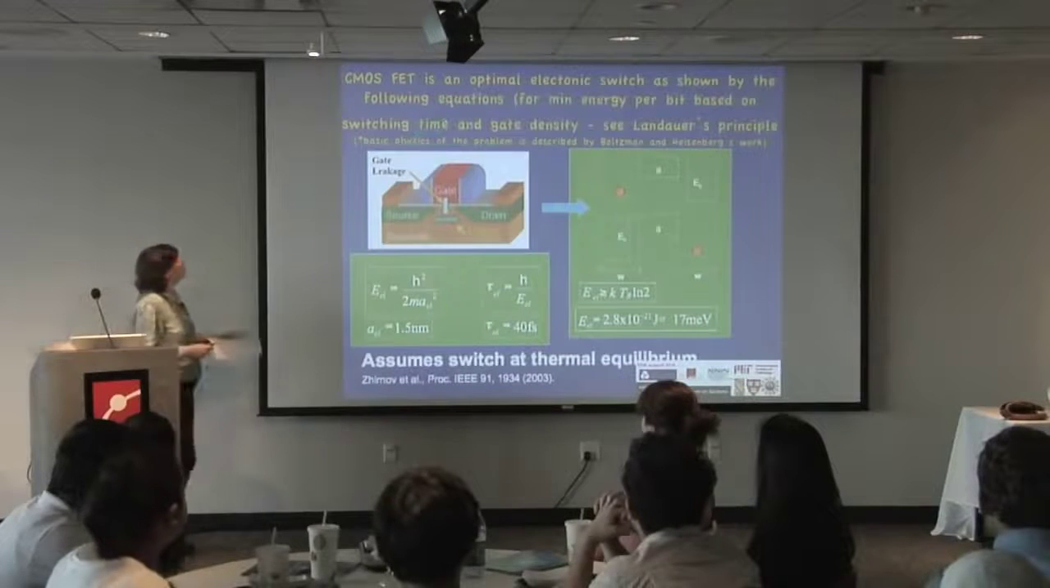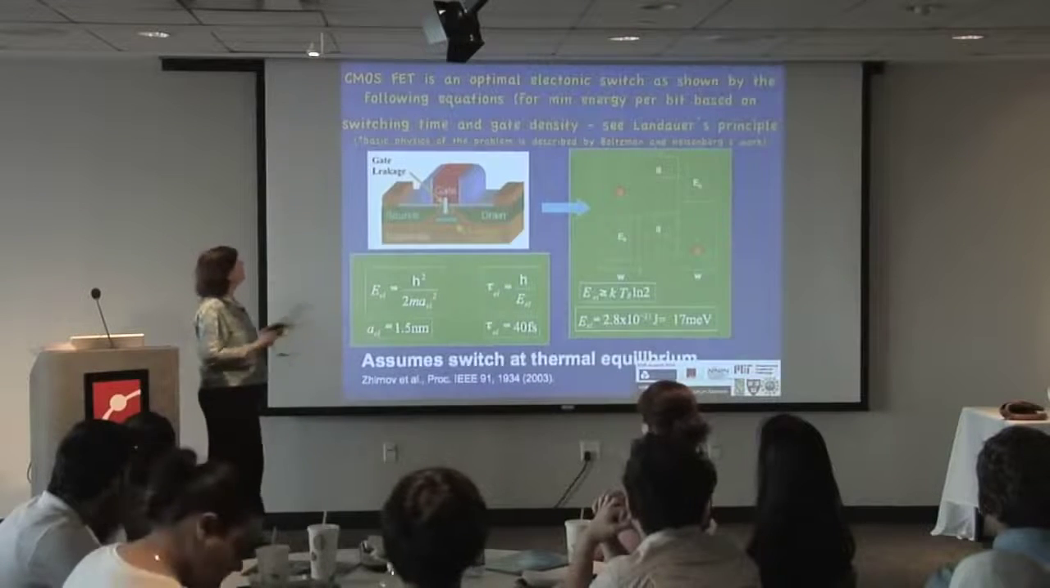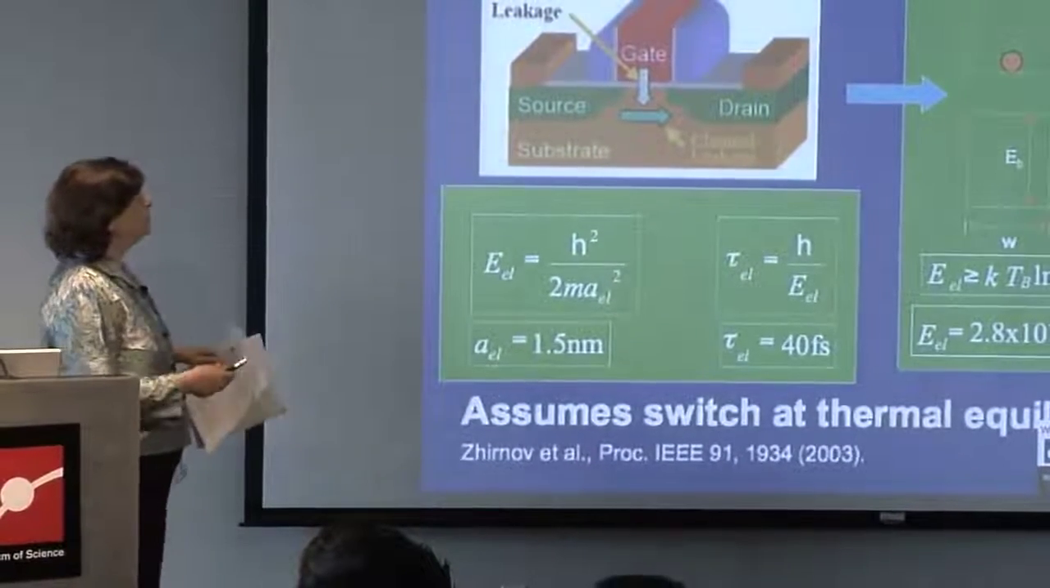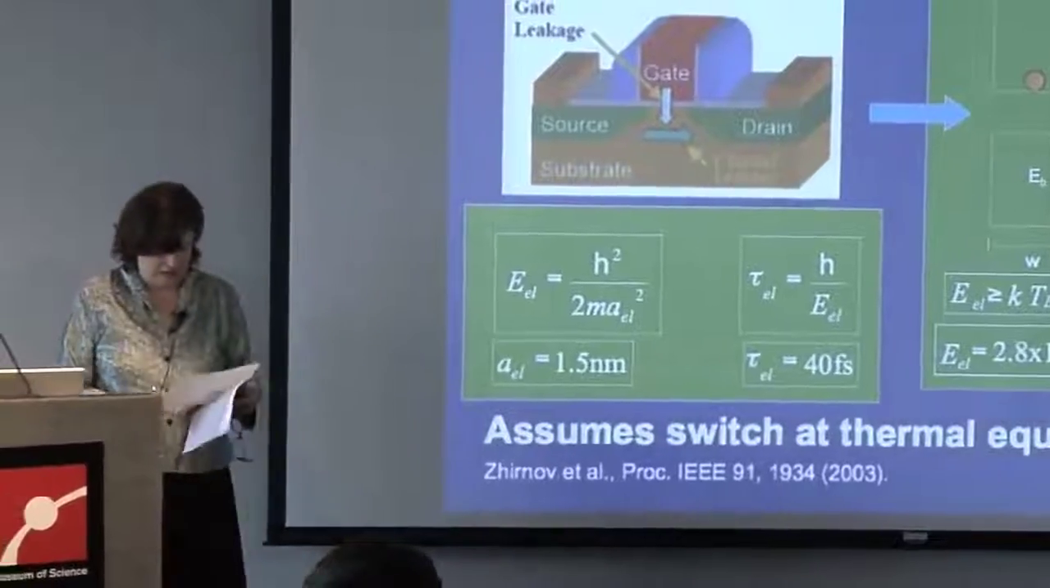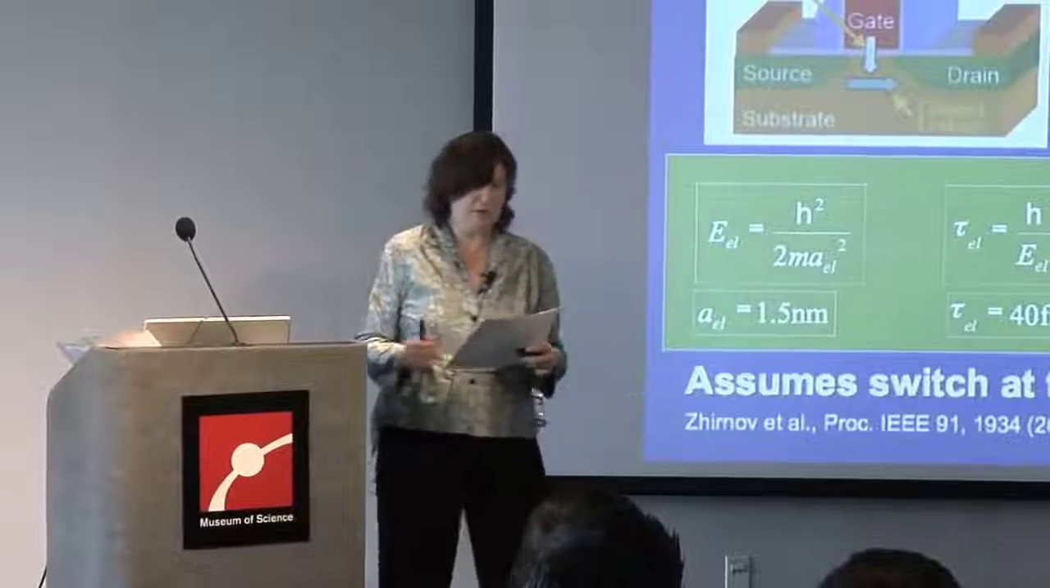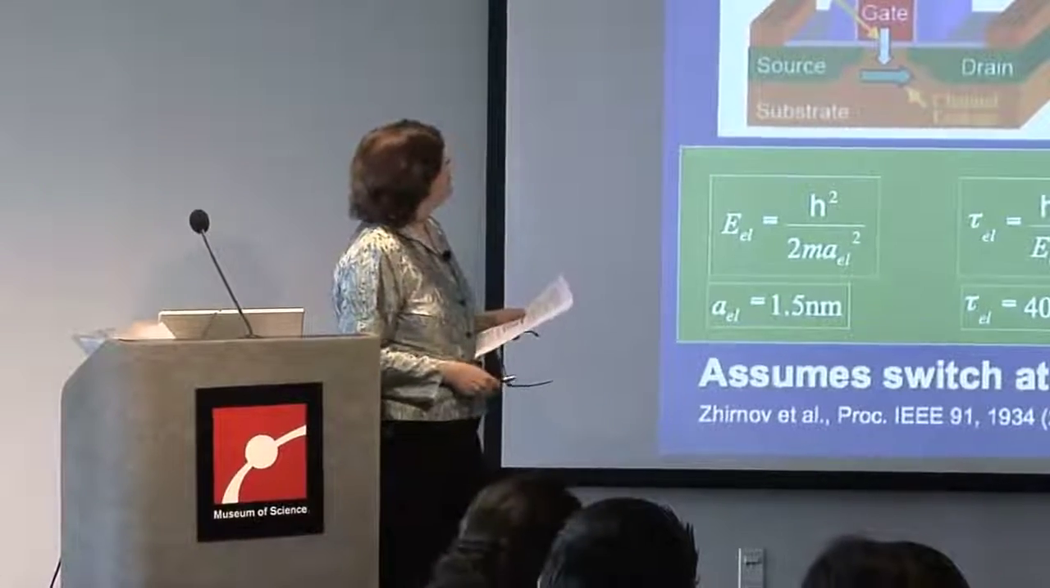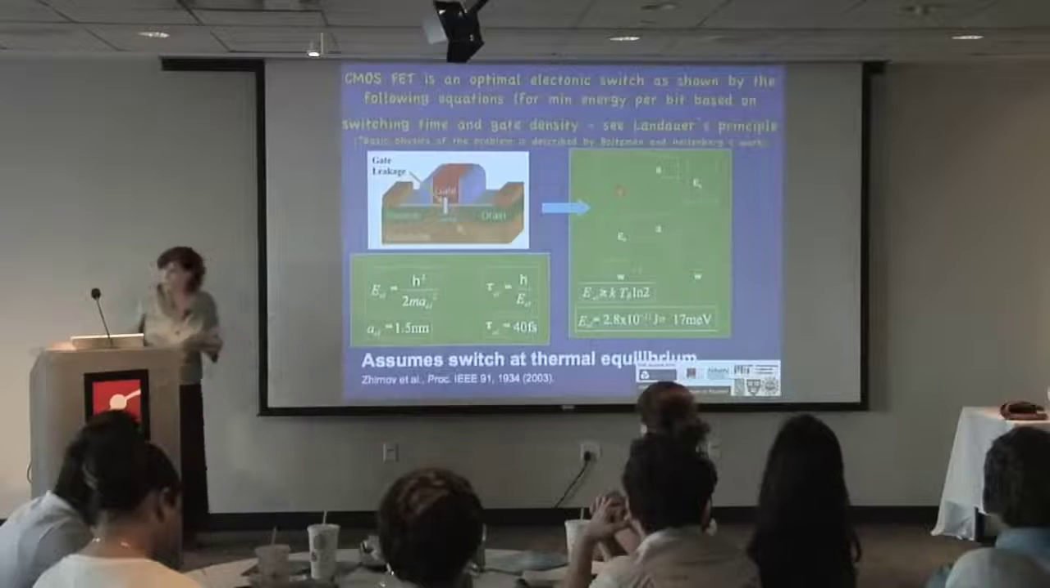So CMOSFET is an optimal electronic switching device. It's shown by the following equations for minimum energy per bit based on switching time and gate density. So this is basically a reiteration of Landauer's principle, which you should know is any logical irreversible manipulation of information, such as the erasure of a bit or merging of two computational paths, must be accompanied by corresponding entropy increase in non-information bearing degrees of freedom. No? Okay.